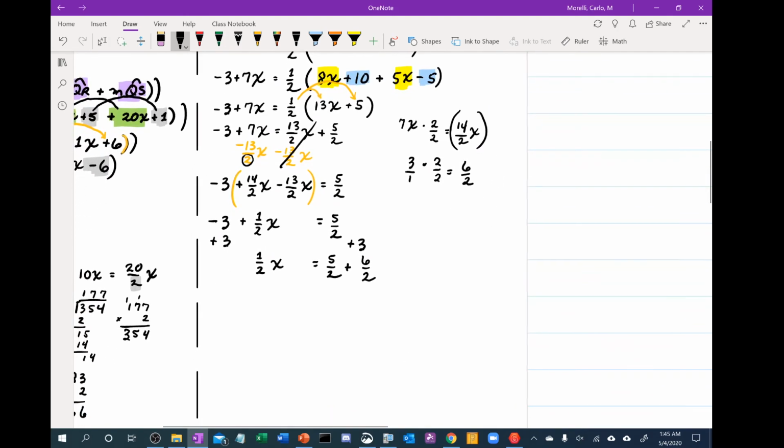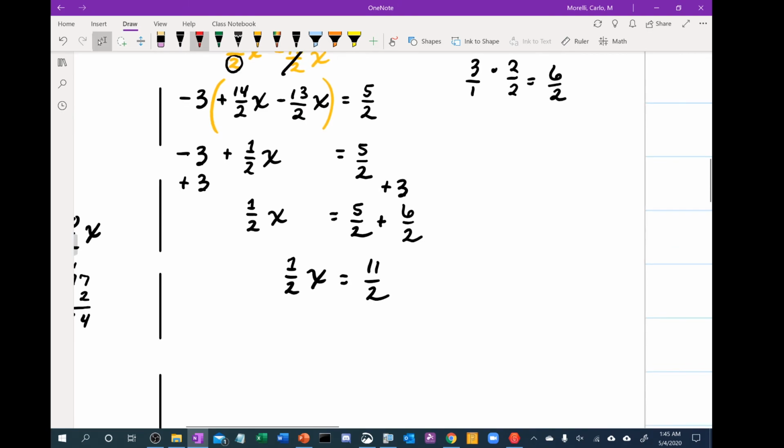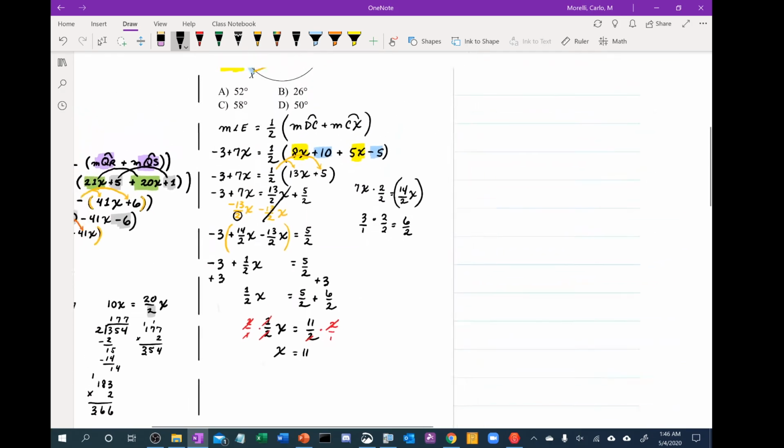So let's zoom out a little bit. Now we have 1/2 x equals 5 plus 6 over 2. So 5 plus 6 is 11 over 2. Okay, now to get x by itself, we just multiply by the reciprocal 2 over 1 on both sides. And that's nice because all these cancel out and even these 2's cancel out. And so x equals 11. Okay, so that's not the answer, but that is what x equals.